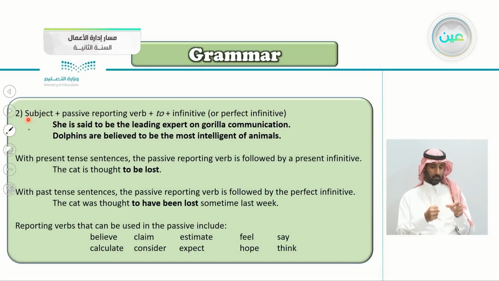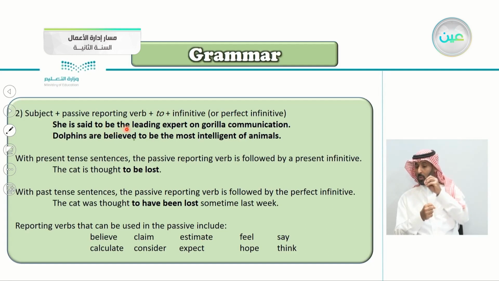Number two here, subject. So this is the form. Subject, passive reporting verb, to plus the infinitive or the perfect infinitive. So subject, like she here, then the passive reporting verb, said, then to, the infinitive or perfect infinitive: to be the leading expert on guerrilla communication. Or the subject here is dolphins are believed. So the passive here is believed, then to, be the most intelligent of animals.